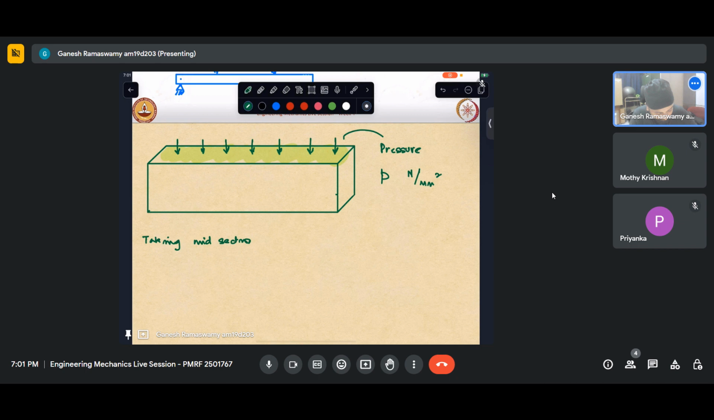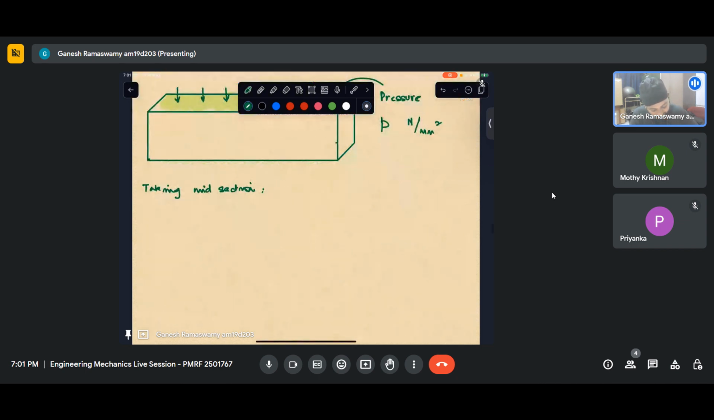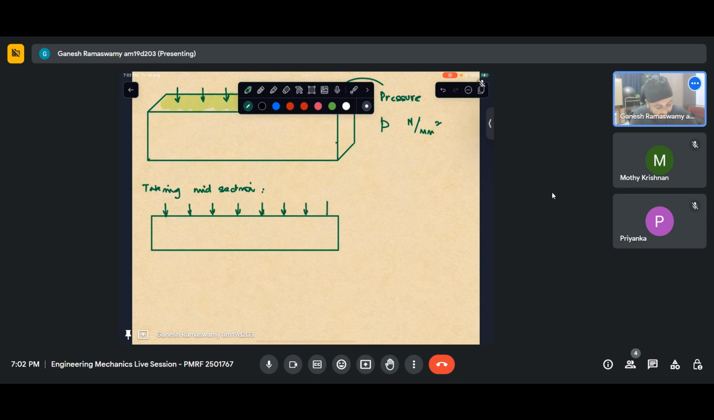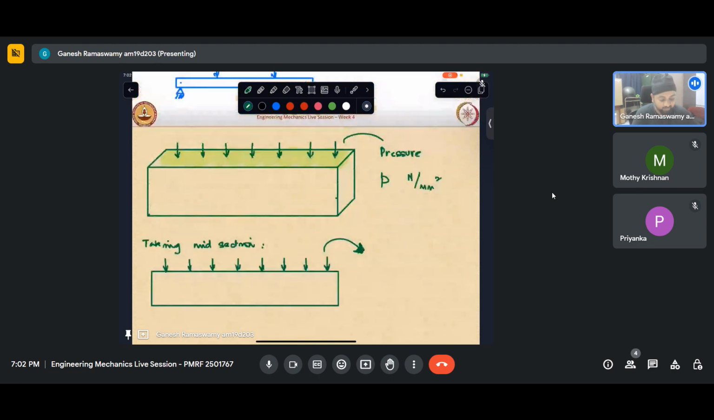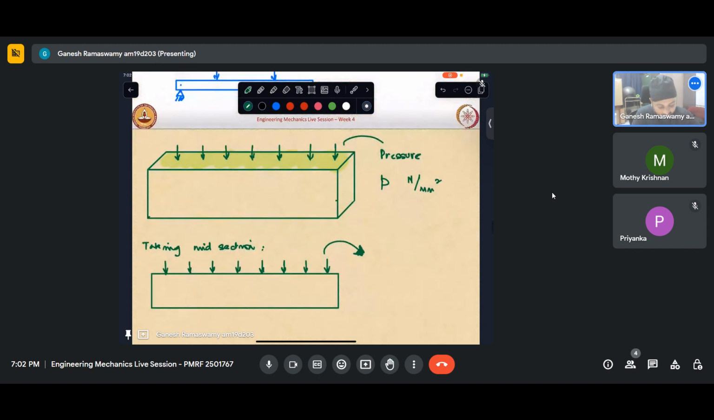Taking the midsection, if I draw this as a midsection of that beam, from the side, I'll be able to see that this is applied with a pressure like that. But what will this load be? If I have to simulate the entire beam with this plane, then I should essentially nullify this dimension out.